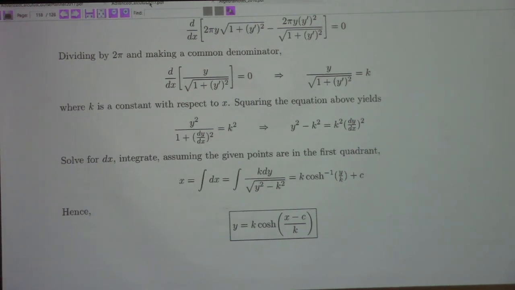This is called a what? What's the surface of revolution? If you take a hyperbolic graph and rotate it around, what kind of surface is this called? Hyperboloid. Yeah, I don't know. I was actually asking you guys.